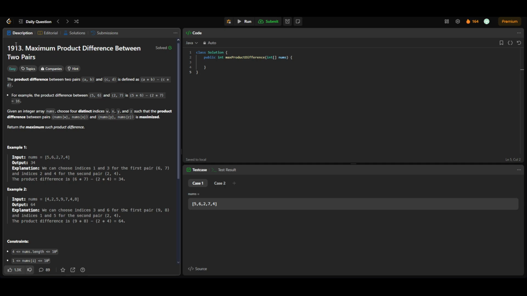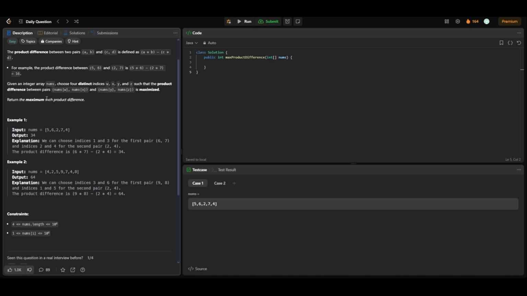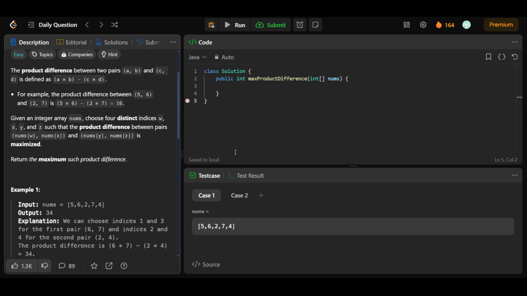Okay, so hello people. Let's solve today's LeetCode daily question, that is 1913, Maximum Product Difference Between Two Pairs. The product difference between two pairs (A, B) and (C, D) is defined as A times B minus C times D. For example, the product difference between (5, 6) and (2, 7) is 5 times 6 minus 2 times 7. So what we have to do in the question is return the maximum product difference.